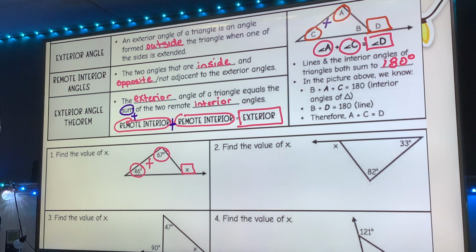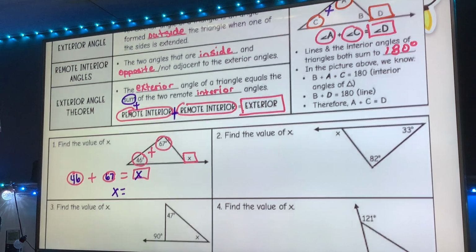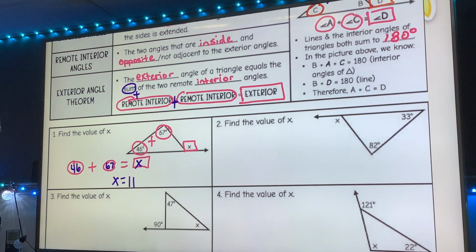Then you are going to take those, circle, circle equals a square, and we're going to plug those in. 46 plus 67. So pick up your calculator, and we are going to solve for x, our exterior angle. And 46 plus 67 is 113 degrees. That is all you have to do.